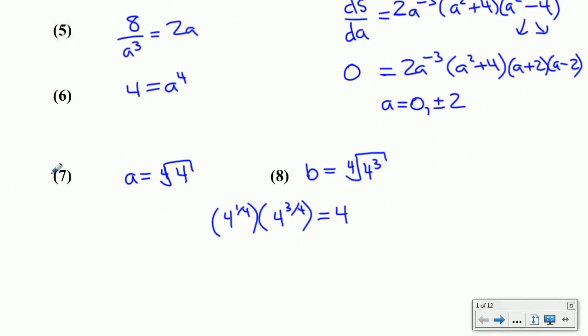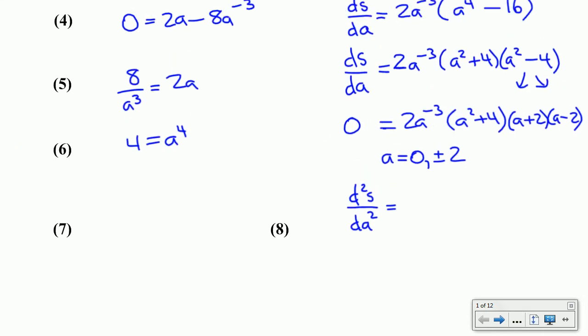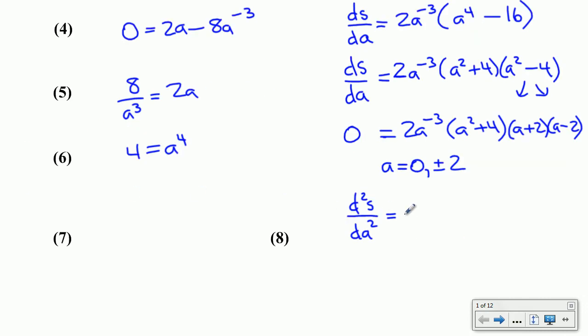So next thing we should do is take the second derivative. So do d squared s dA squared. So looking maybe above at perhaps this one, that's a little bit easier to work with. So it would be 2, and then negative 3 times negative 32, and then that would be a to the minus 4. So we would get then 2 plus 96a to the minus 4. So that would be 2 plus 96 over a to the 4th.